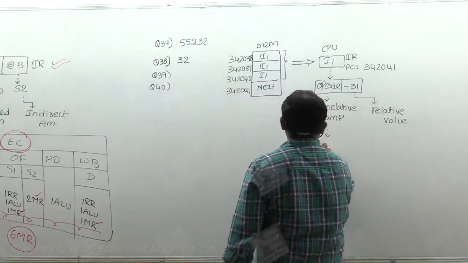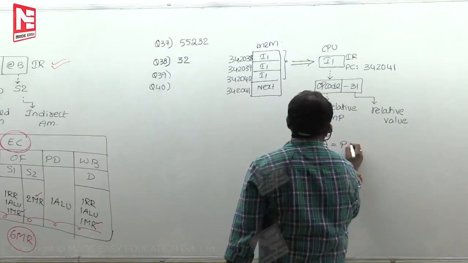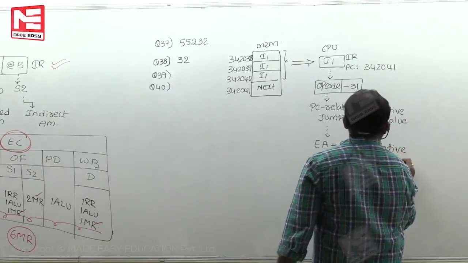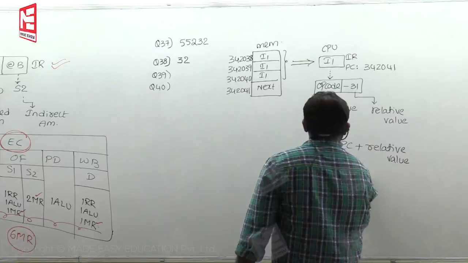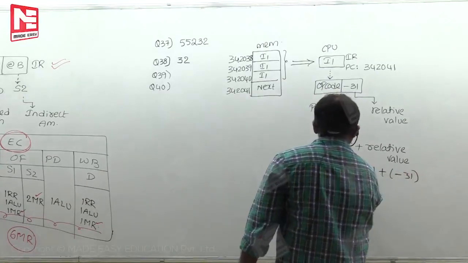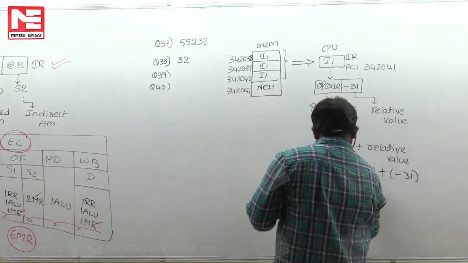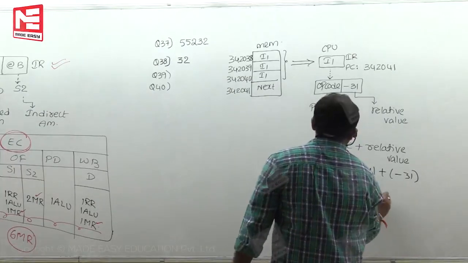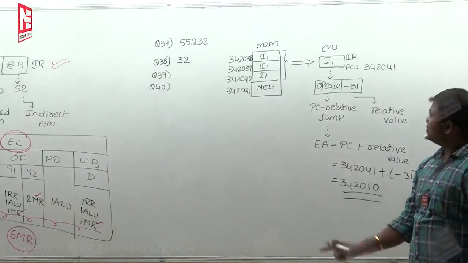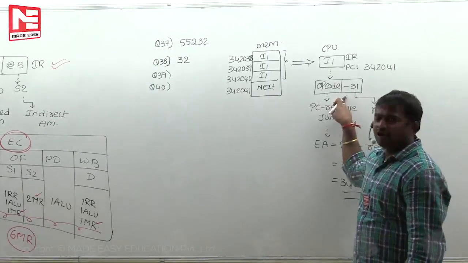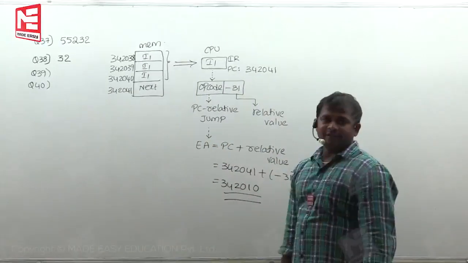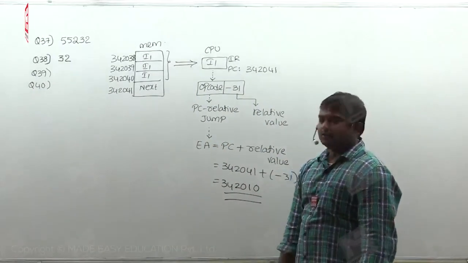Because it is a PC relative jump, the effective address equals PC plus relative value. Okay? PC 342041 plus relative value -31. Then the answer is 342010. This is the effective address. -31 is the relative value. The opcode is PC relative. The effective address is PC plus relative value. Did you get the point?